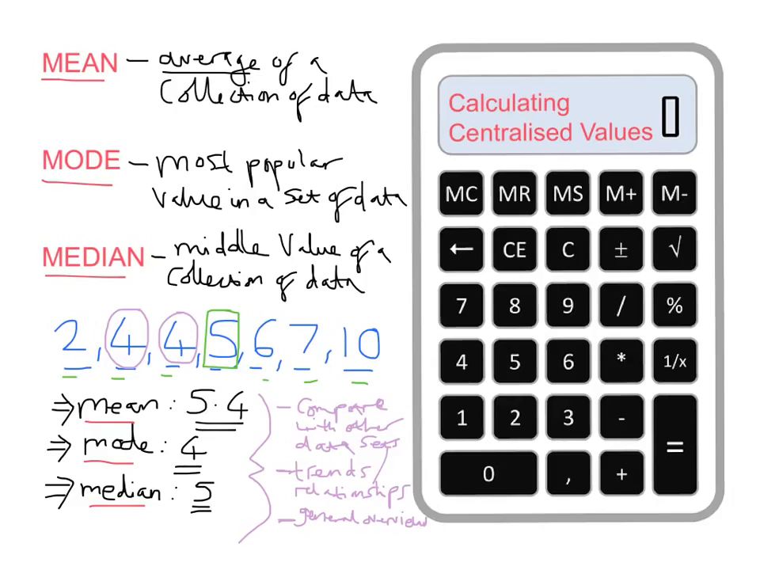So there we've got just a very quick video on these centralized values. We've got the mean, mode and median. We're looking for the average of a collection of data for the mean. We're looking at the most popular value in a set of data for the mode, or we're looking at the middle value of a collection of data for our median.